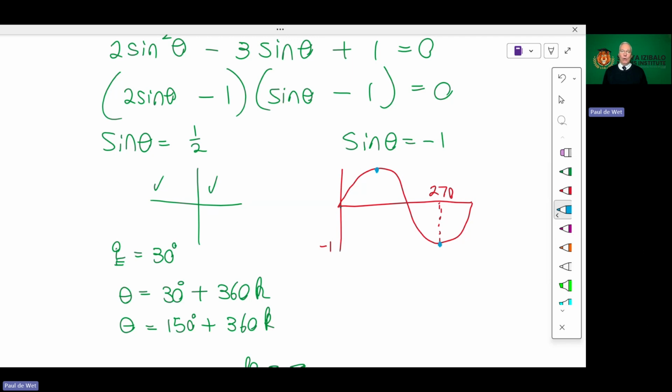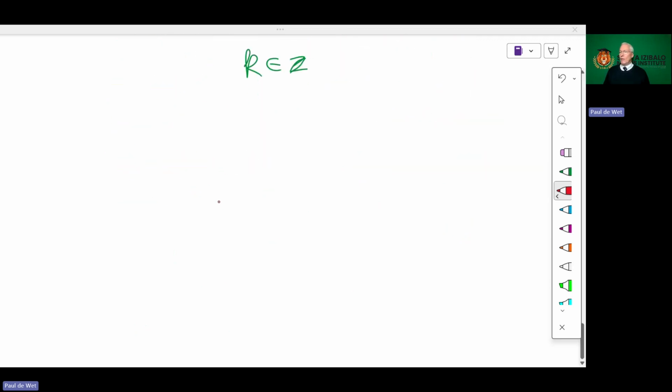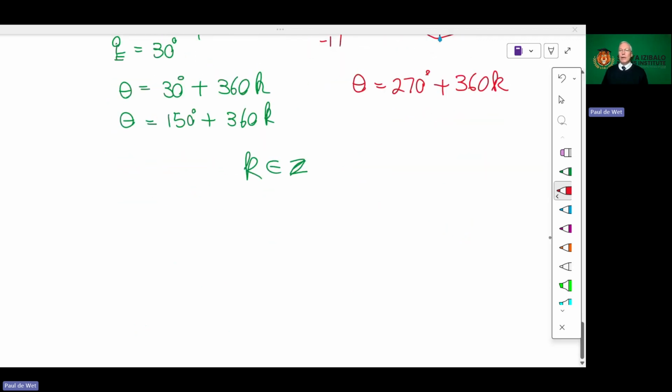And in fact, 0 actually happens 3 times. Right. 0 happens every 180 degrees. So the general solution for this right-hand part will just be theta equals 270 degrees plus 360k. So just be aware of that. If you're at an extreme value or a 0 value, it works slightly differently. Okay, I do want to keep this reasonably short, so I'm just going to do one last question, and then I'll take any questions that anyone might have.